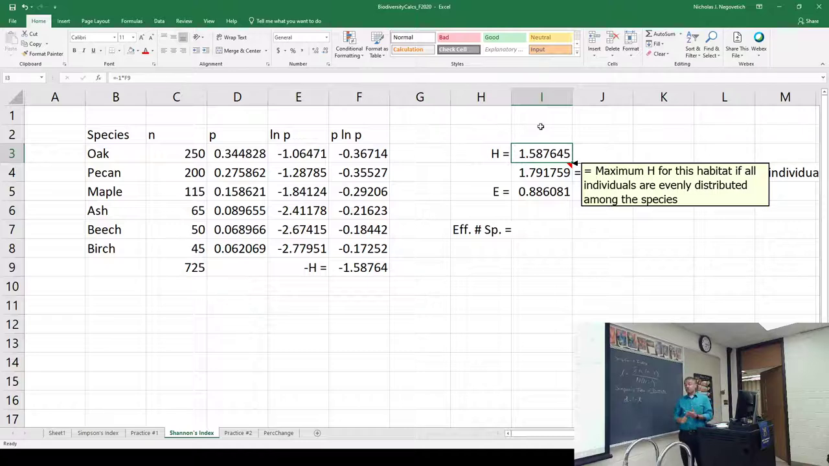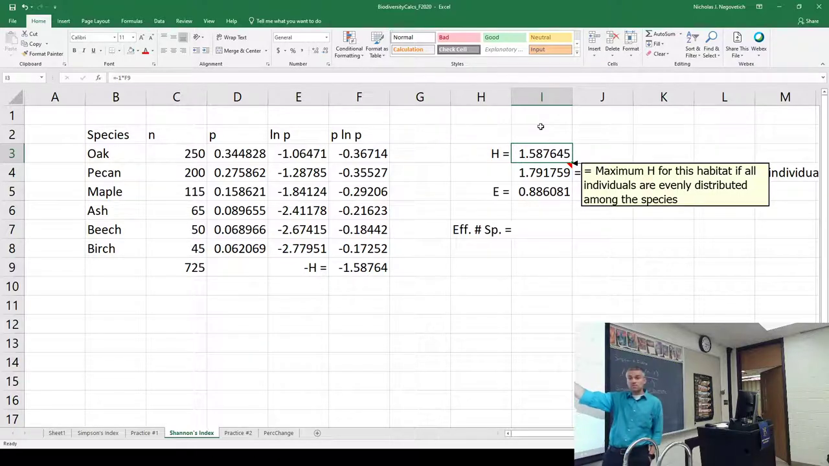Now, again, both Simpson's and Shannon's take into account richness and evenness. But these numbers alone don't really tell us anything about the evenness itself. We can increase the number of species in our habitat and cause an increase in Shannon's index and Simpson's index.